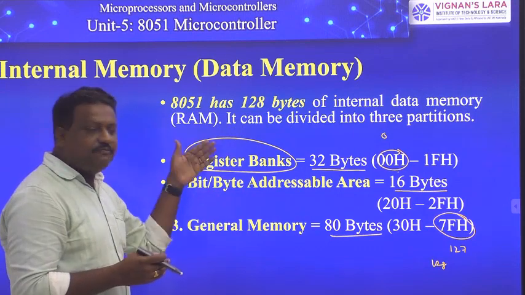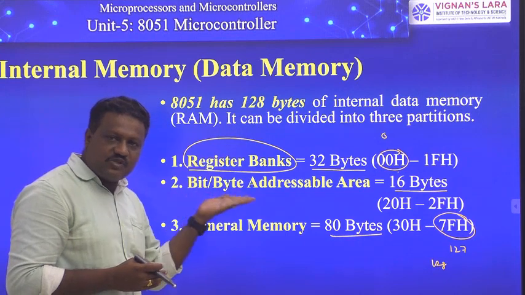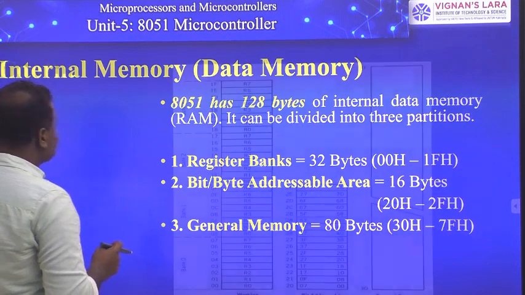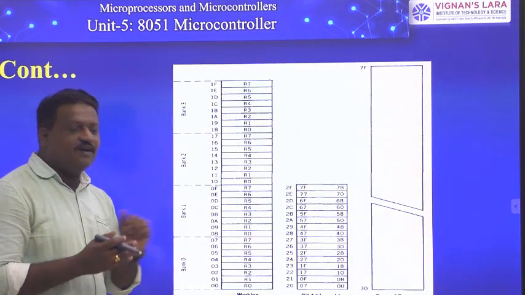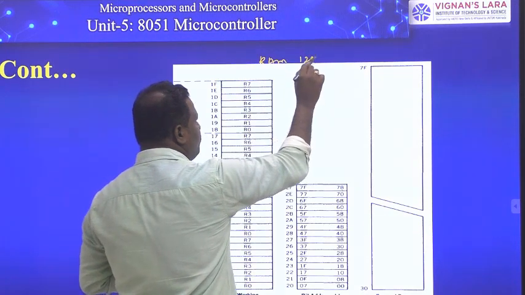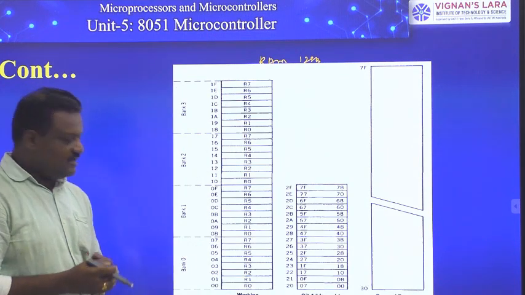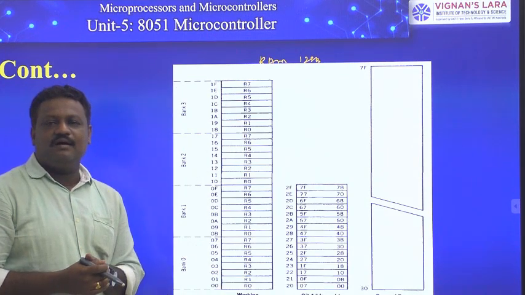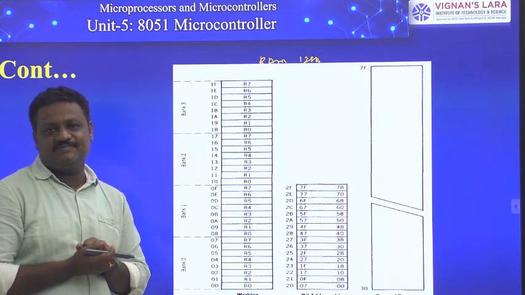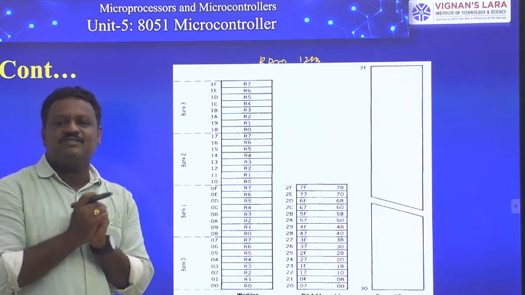Next we can see in more detail what the first partition, the register banks, and the second partition, the bit/byte addressable memory, are like. Alright. See here, friends, this is our internal RAM, 128 byte structure. So this is my first partition, we can call it register banks. These I can also call working registers. Here these 4 register banks are present.